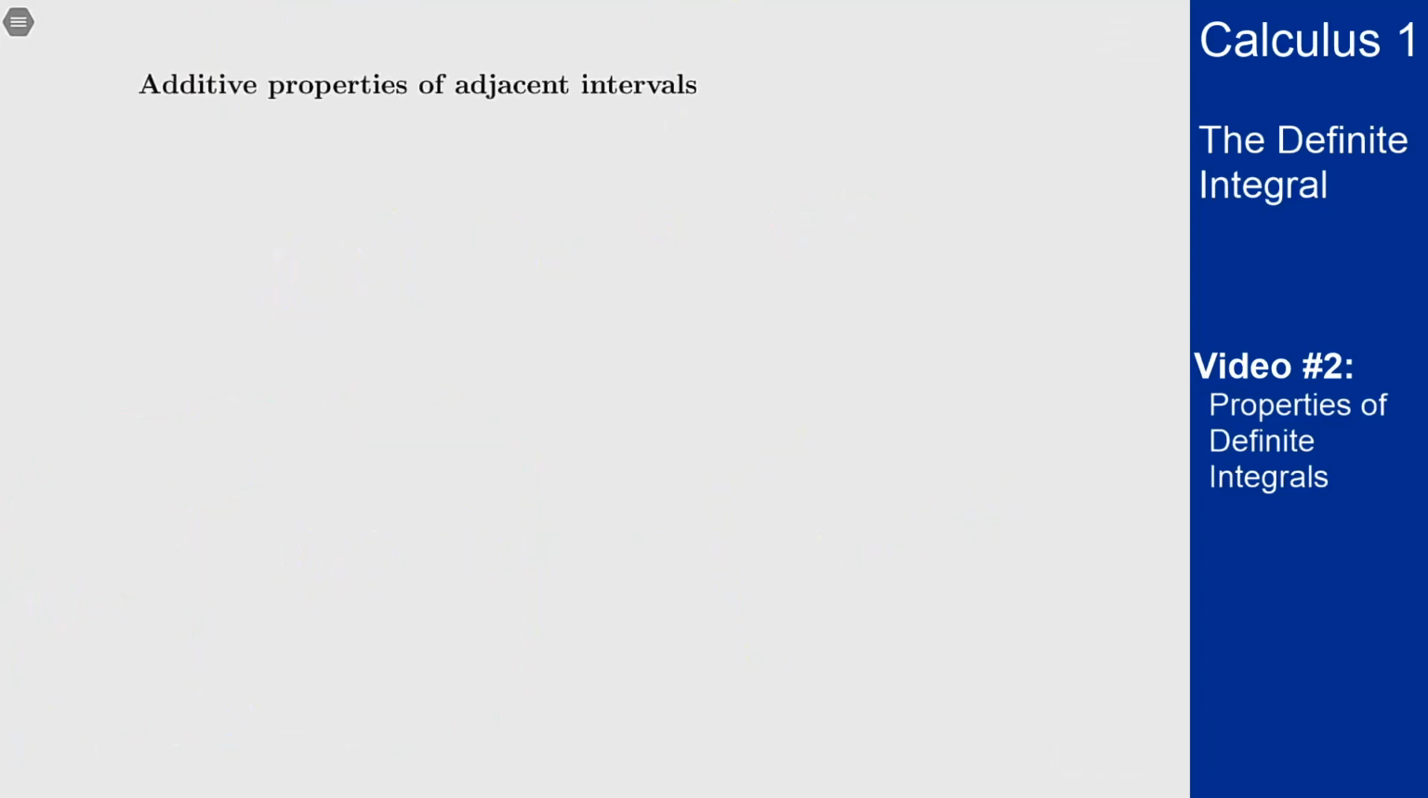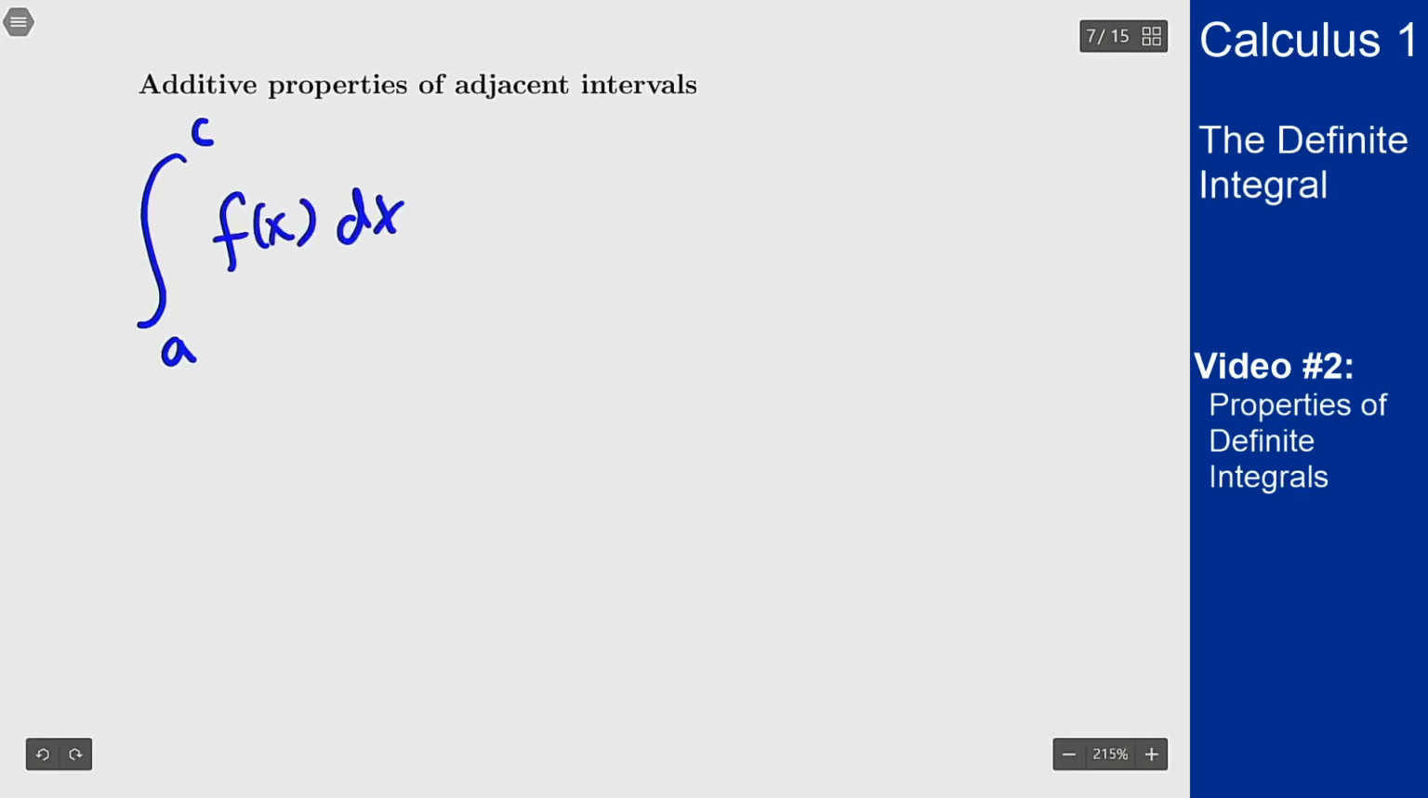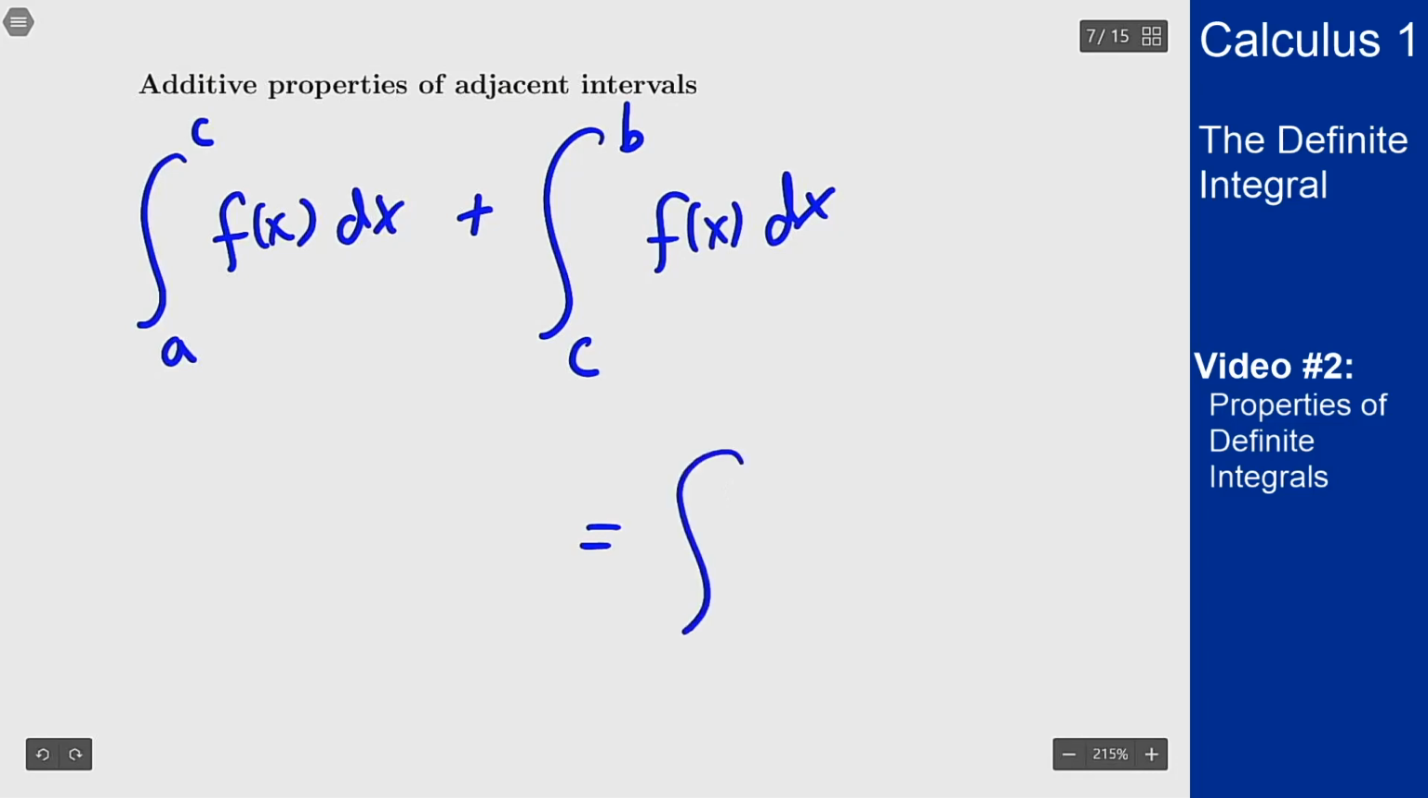Another nice property is the additive property of adjacent intervals. So that's the following. If I look at the integral from a up to some c of f of x dx, and I add the integral from c up to b of f of x dx, this is the same thing as the integral from a up to b of f of x dx. While we think about that, let's draw a picture.